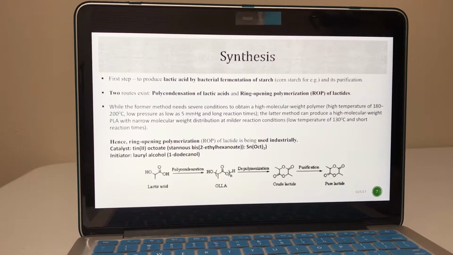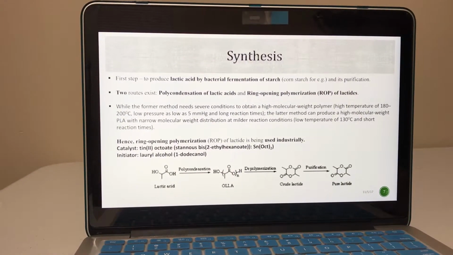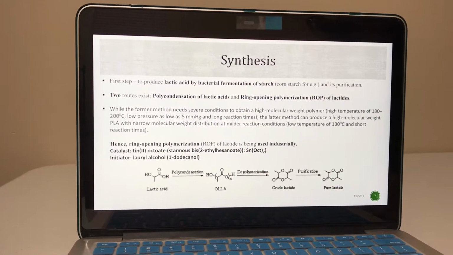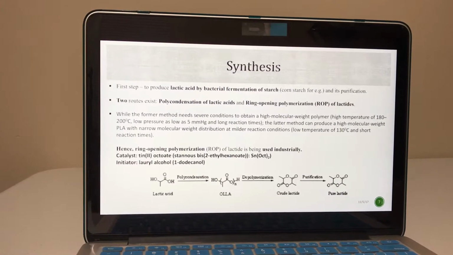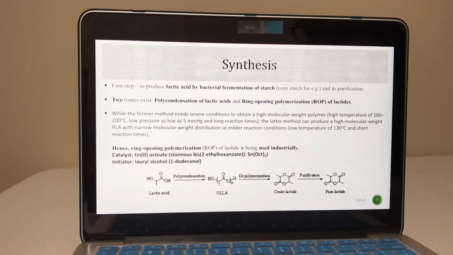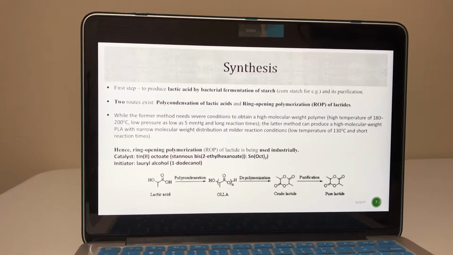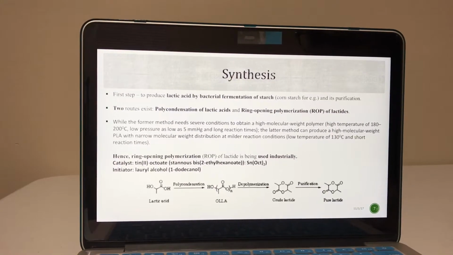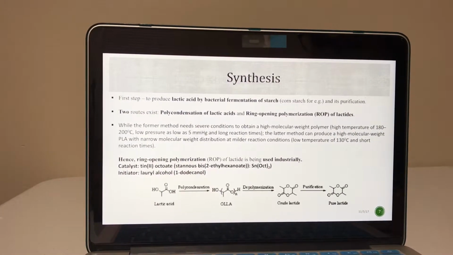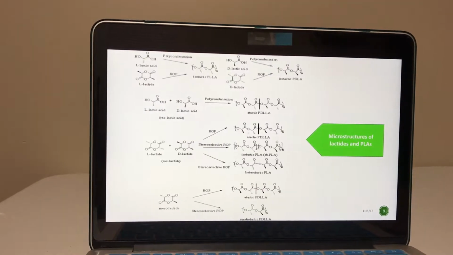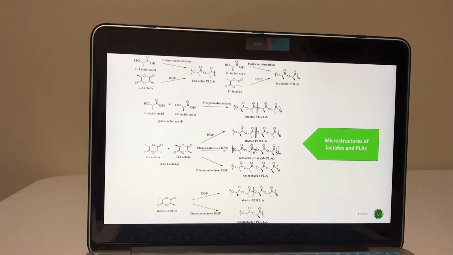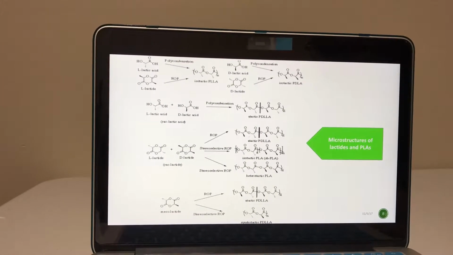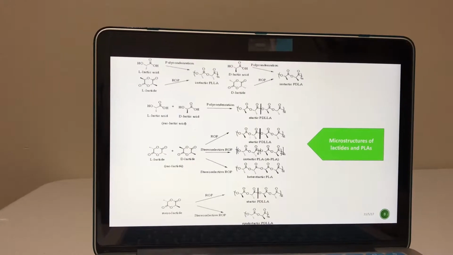The commercially used polymerization technique is the ring opening polymerization of lactides using metal complex as catalyst and lauryl alcohol as initiator. As the scheme shows, the lactic acid is polycondensed to form oligomeric lactic acid, which is further depolymerized to give lactides. Each stereoisomeric lactide gives rise to different PLA polymers with different properties, and hence they find different end uses.